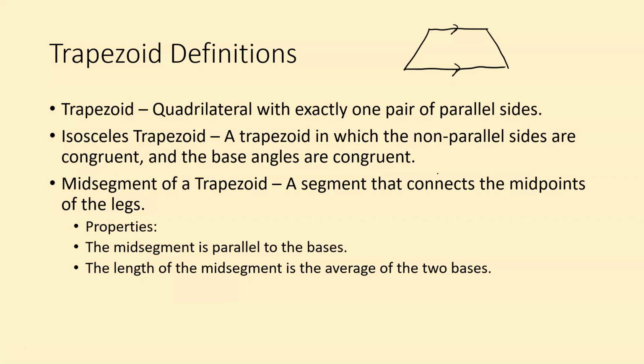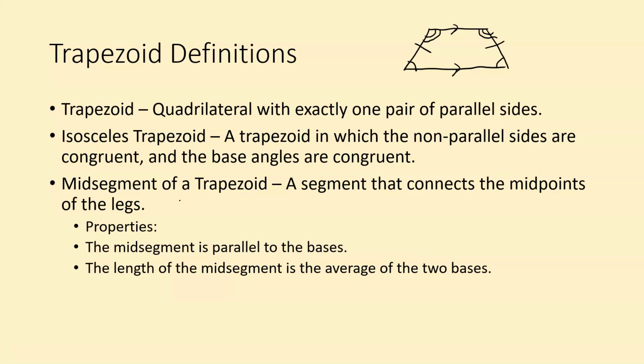An isosceles trapezoid is a trapezoid in which the non-parallel sides are congruent and the base angles are congruent. So the isosceles trapezoid is your trapezoid, but we also have these two sides congruent. So we have these opposite sides parallel, and then the other sides are congruent, and the base angles are congruent. That means this angle is congruent to this angle. It also means this angle here is congruent to this angle here.